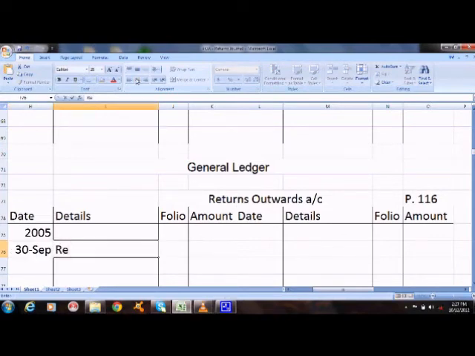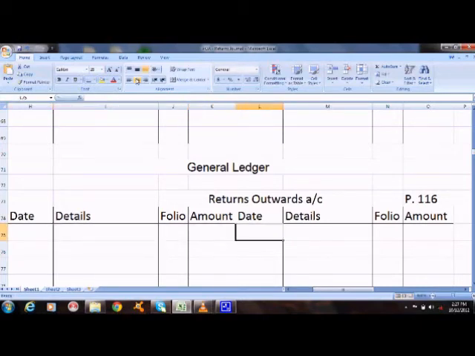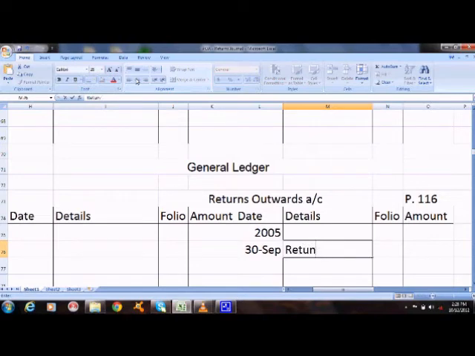Returns for the month. Make no mistake there. Transfer to the credit of the returns outwards account. So on the credit side we're going to write September 30, returns for the month.